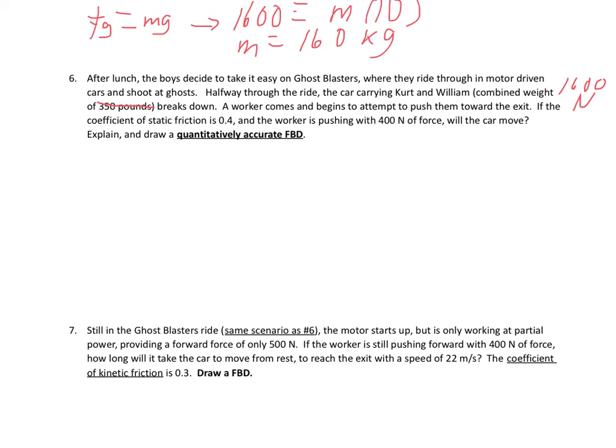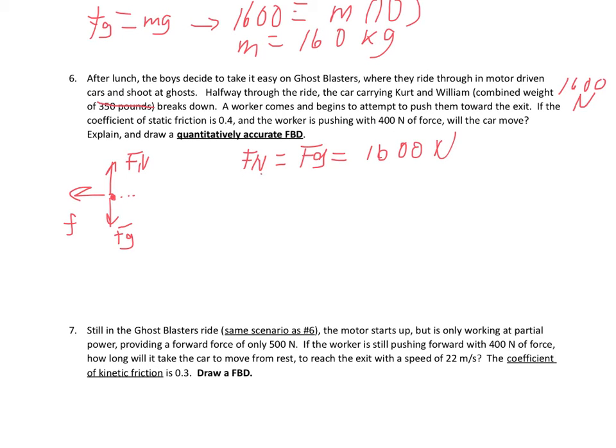Now let's draw the free body diagram of what's going on here. We're going to have a normal, we're going to have the weight, and we're going to have a friction force going this way. Now we've got some kind of pushing force here, but I'm not sure how big that's going to be. So let's just balance our forces in the y direction. That's Fn equals Fg, and that means Fn is going to be 1,600 newtons.